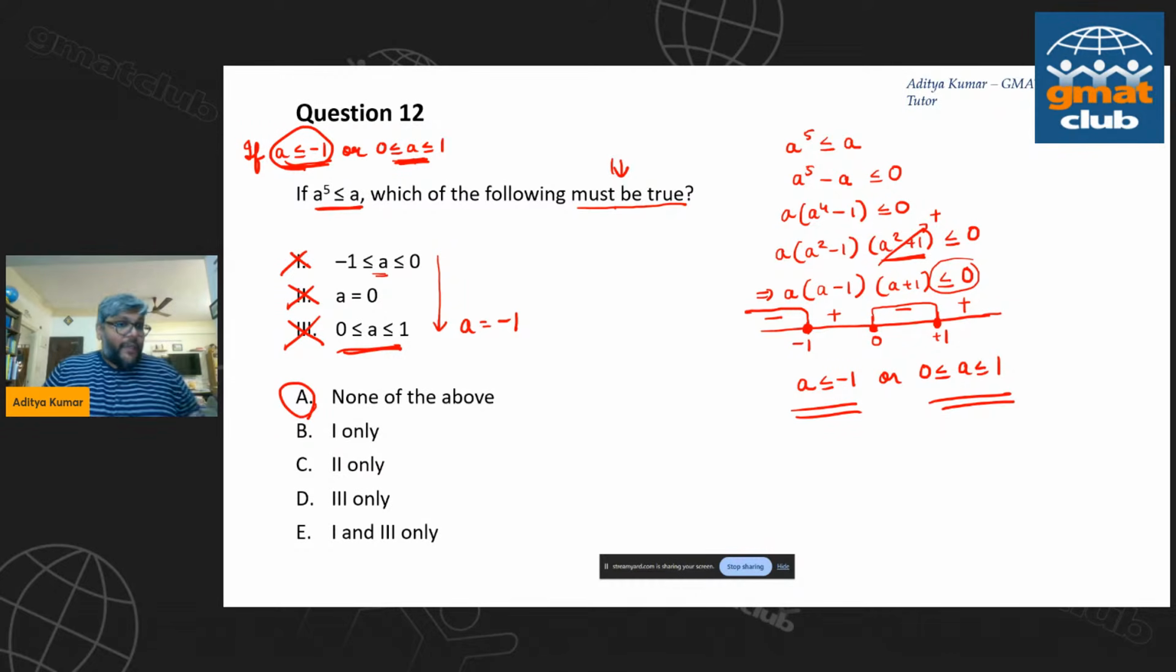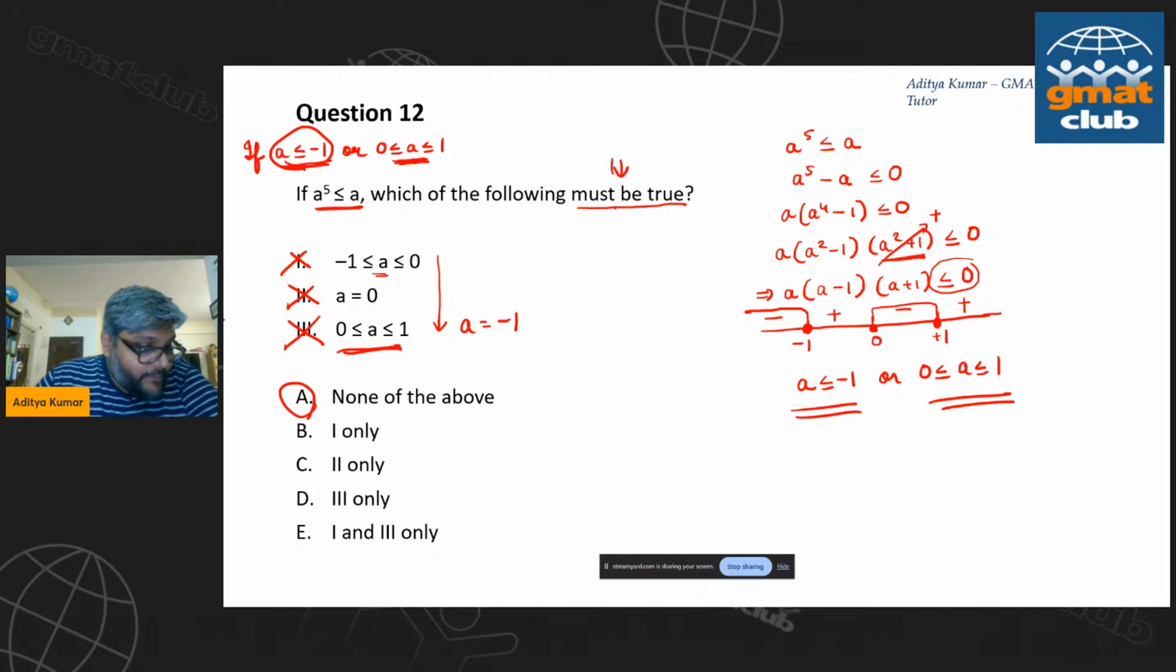If you're telling me A should be between 0 and 1, you're telling me A should only be between 0 and 1, inclusive of 0 and 1, and A cannot be anything else other than that. That is the meaning of must be true. Does A only lie between 0 and 1 inclusive? Definitely not. A can also be less than minus 1 or equal to minus 1.